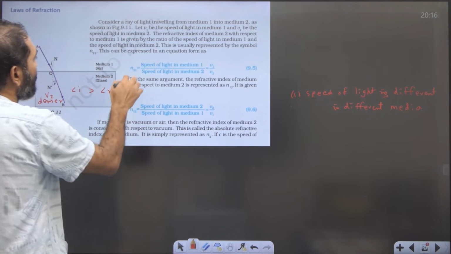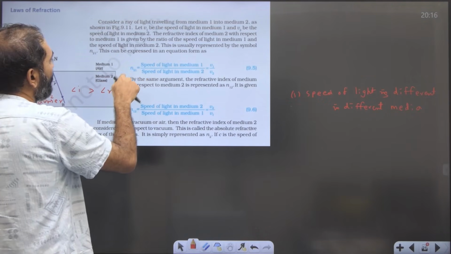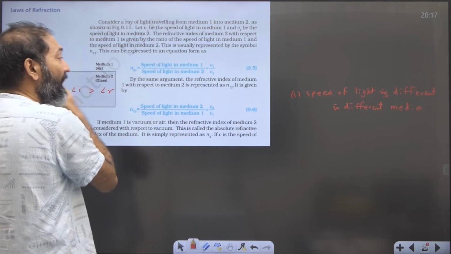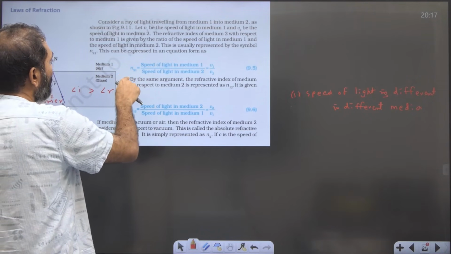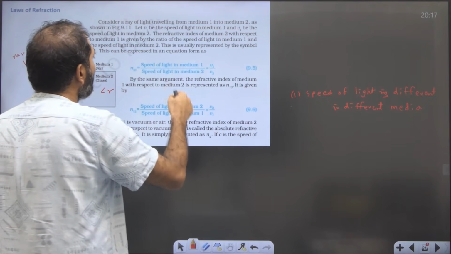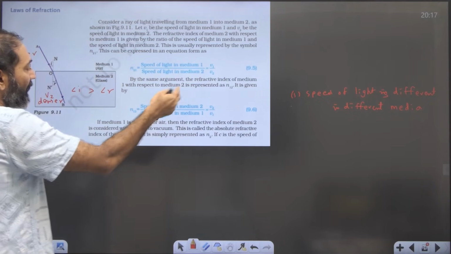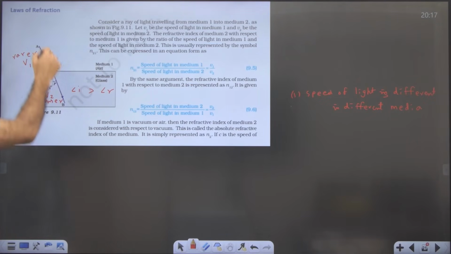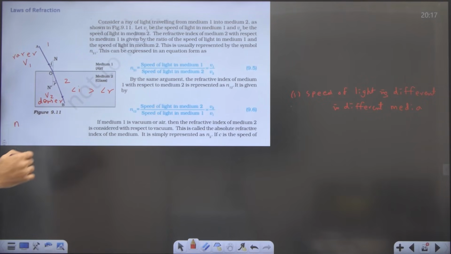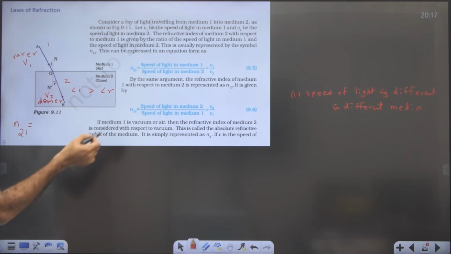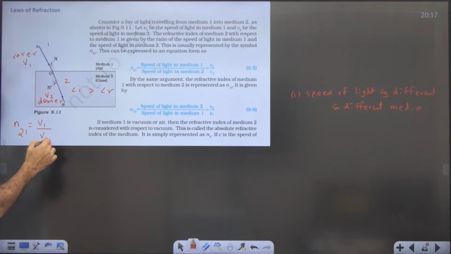See, at first we are writing medium 2. The medium in which light ray has entered, that is medium 2. The medium from which light ray started is written second. So, from medium 1 it is entering medium 2. Refractive index of the medium in which light ray has reached is written first, medium 2. The medium from which light ray has started, that is medium 1. That is equal to speed of light in medium 1 divided by speed of light in medium 2.